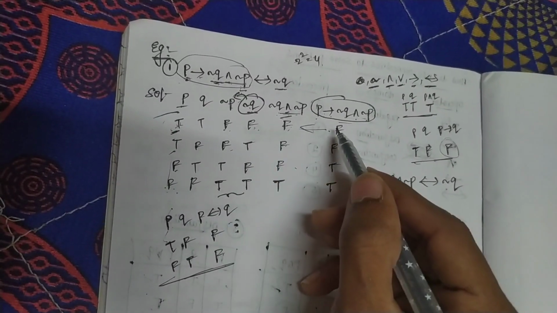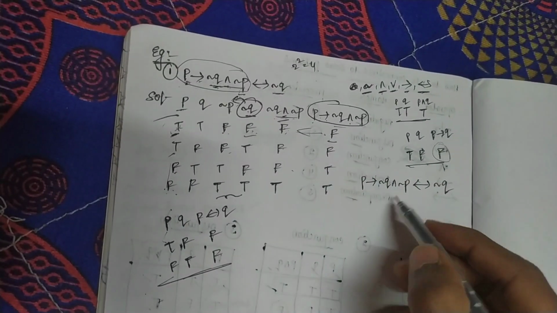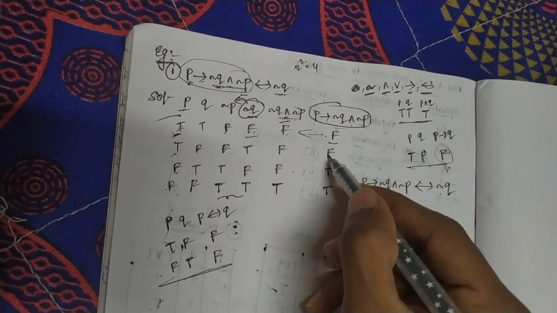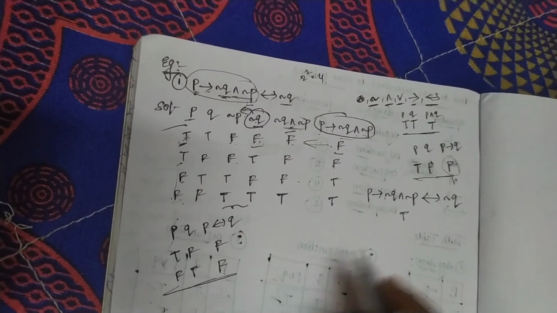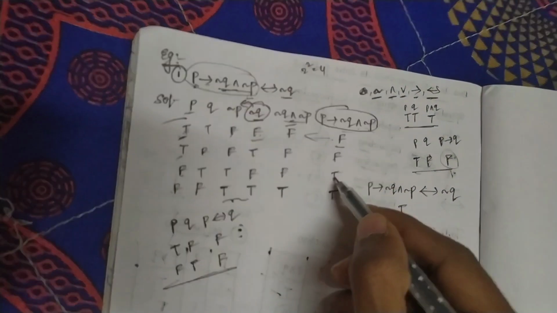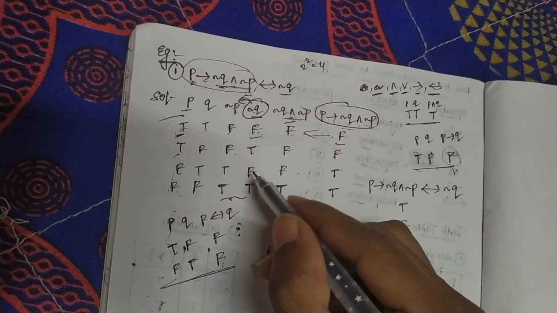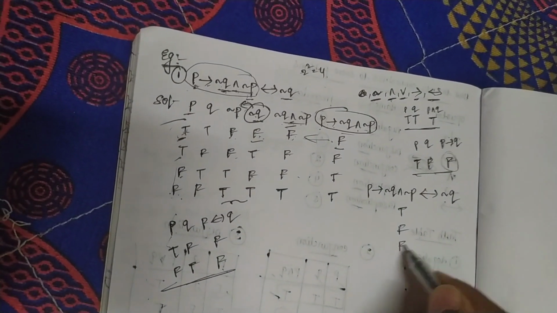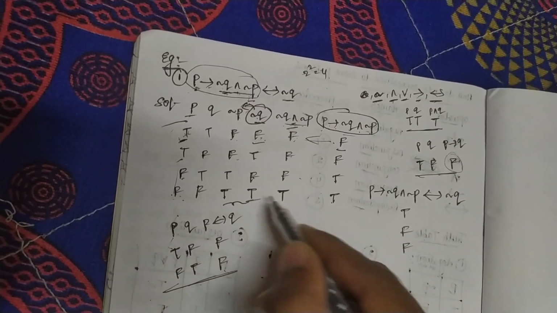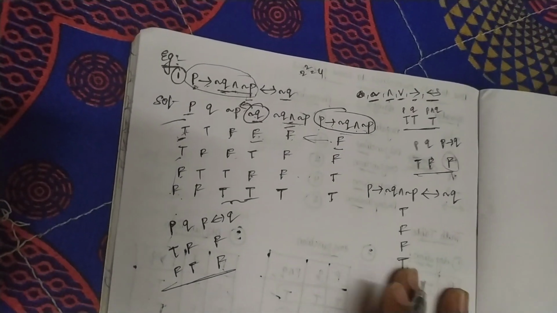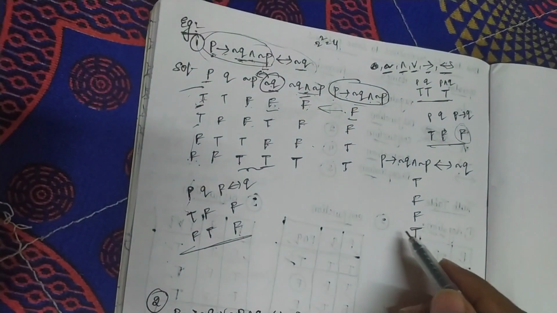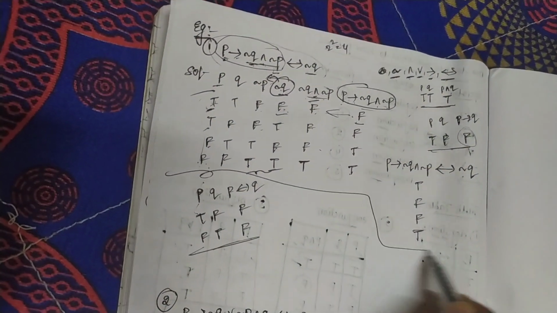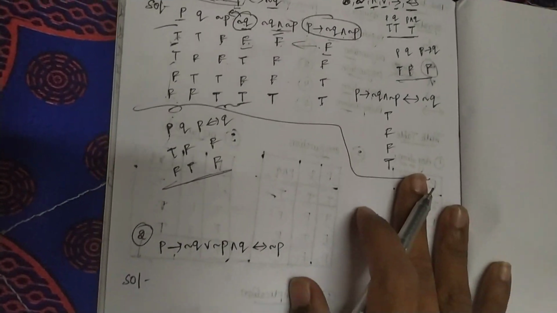Here, to this, now two falses are there. This one is false and this one is false, we get true. This one is false and this one is true, that means we get false. This one is true and this one is false, we get false. This one is true and this one is true, we get true only. So for the whole statement, we have to do the problem this way.